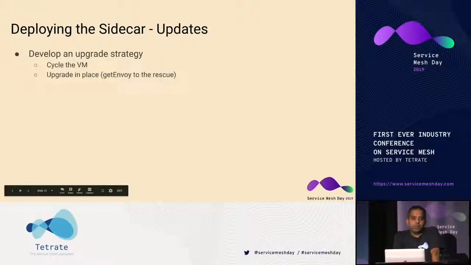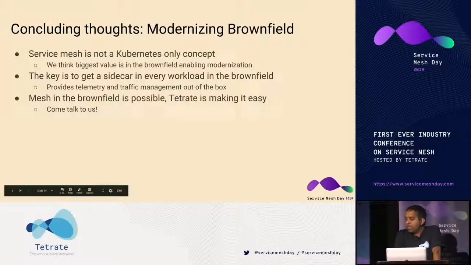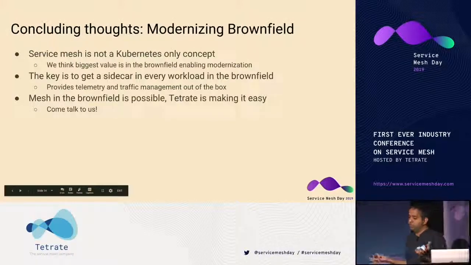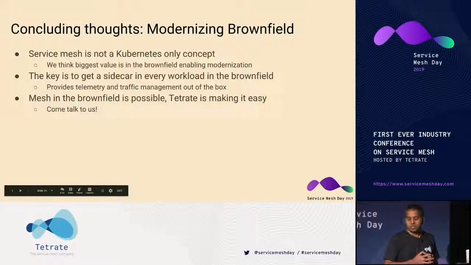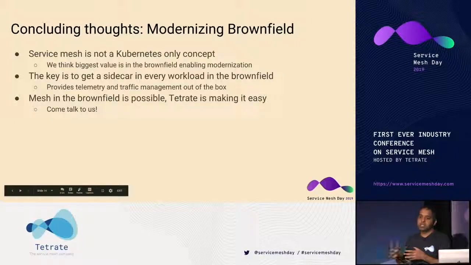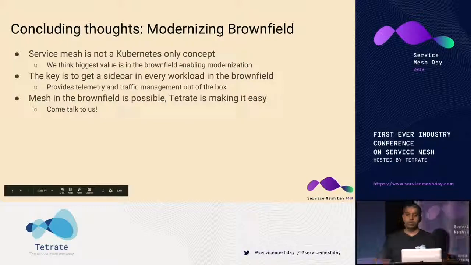There's not much left in terms of modernizing your brownfield infrastructure. This is not a Kubernetes-only concept. In fact, you start with a service mesh and then you work your way to Kubernetes or whatever it is that you happen to go to. So figure out a way to get sidecars into every workload if need be, and figure out a way to get the inventory, and you should be all set.